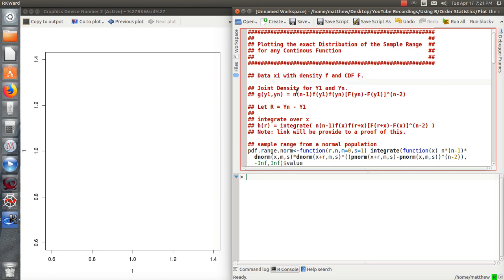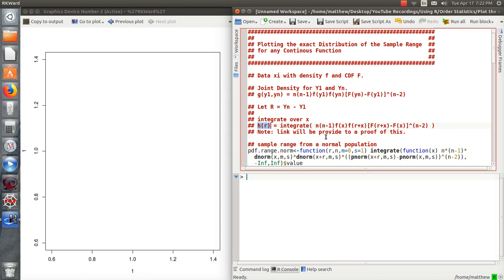And the joint density for the first order statistic and the nth order statistic is this. It can be written as this. And the sample range, as we know, is the largest observation in the sample minus the smallest observation in the sample. So we take this joint density of y1 and yn and transform it or map it to R. And that ends up being this function here. So it's essentially this function with certain values plugged in.